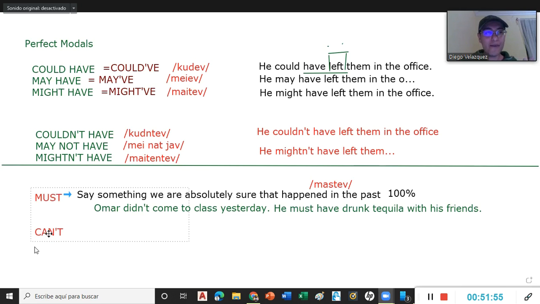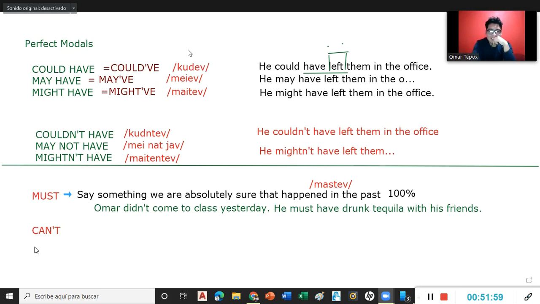So yes, any problems in here? Or no? No, teacher, no. Okay, now there is something special about the modal verb must.